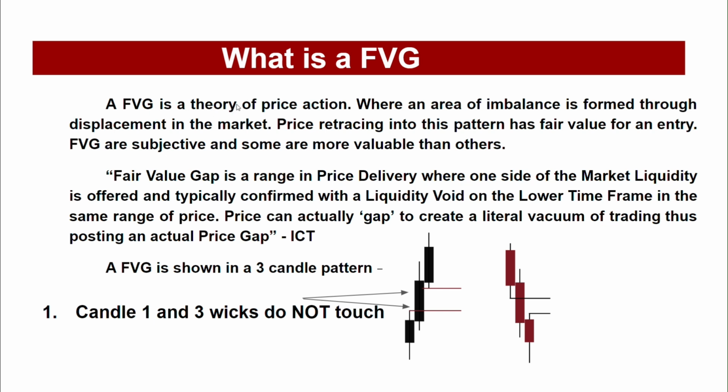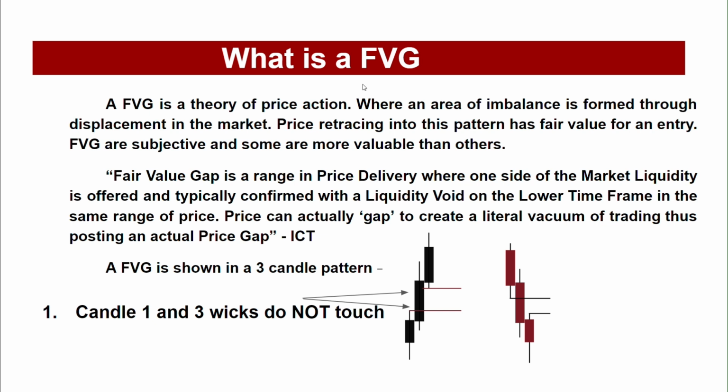So it's not something that the markets give out for us to trade. It's a theory that we use. So it is where an imbalance of price is formed through a displacement in the market for one direction. So price retracing into this pattern has fair value for an entry. So price retracing back into the fair value gap is a good place to purchase or sell, because it is a place where there is displacement and now there's extra orders there. So we are able to buy and then price will sell off or buy off from there.